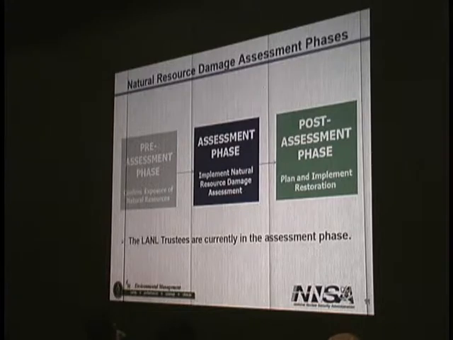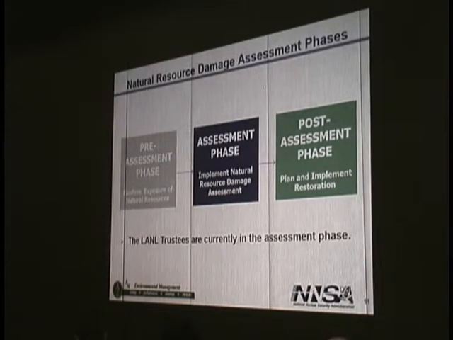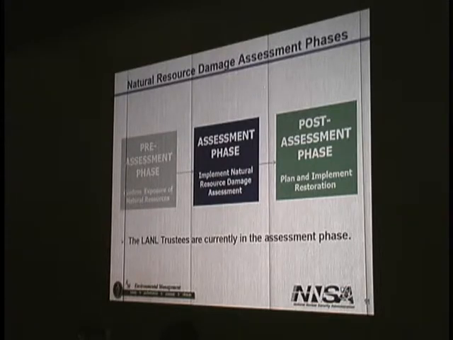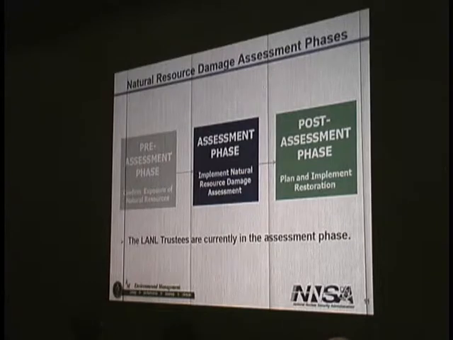As part of the assessment phase, before you run out and do a bunch of assessment studies, i.e., go out and look at populations of birds that may have been affected or quality of groundwater or anything else, you have to have a plan to do that. The Trustee Council has embarked on this effort for the last year and a half to publish an assessment plan. We are all comfortable with our draft assessment plan, our damage assessment plan.